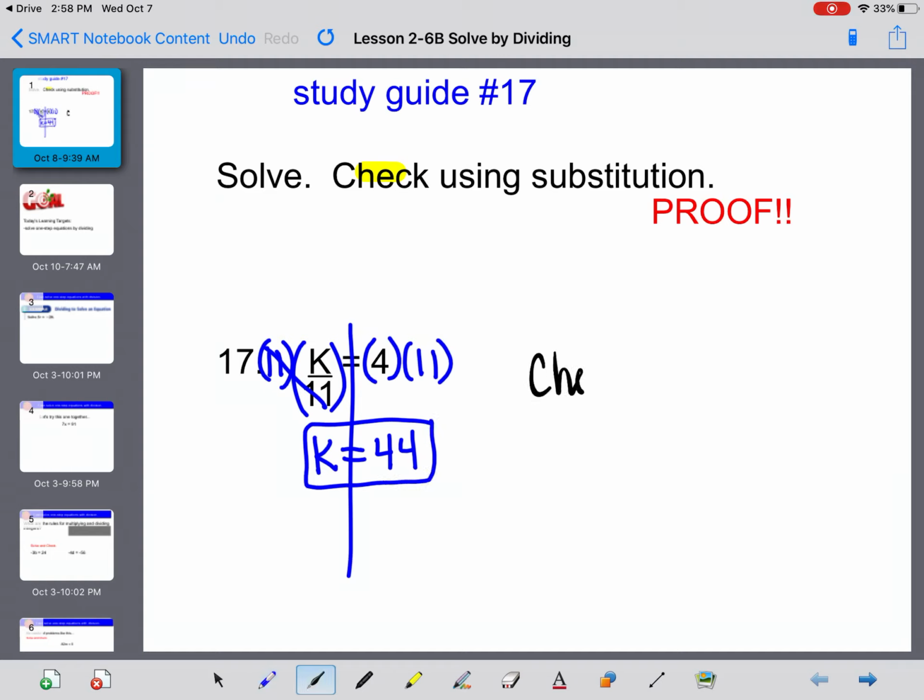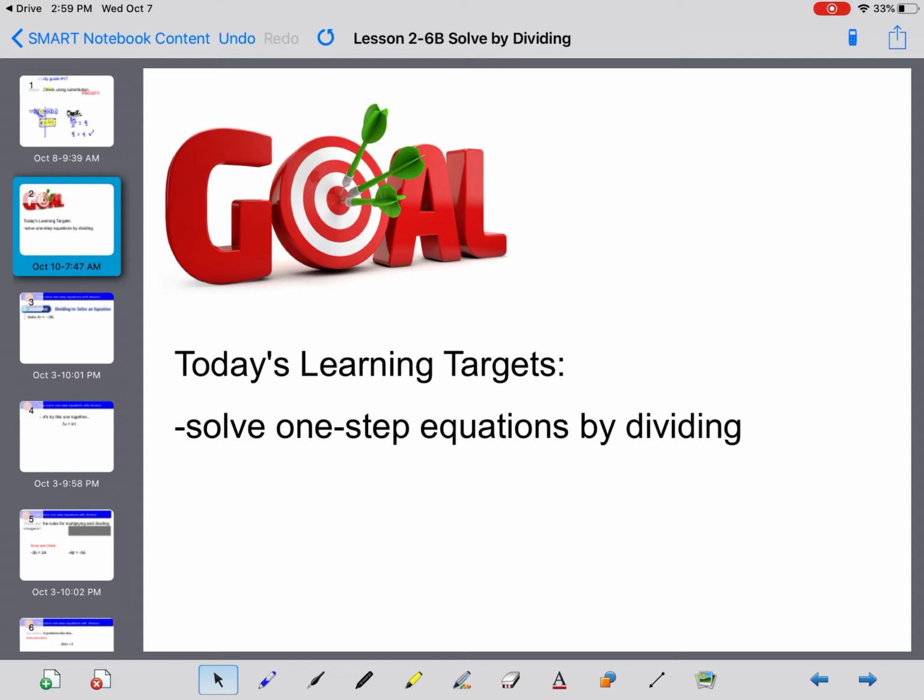Before I'm ready to declare 44 my official answer, I check my work by substituting 44 back into the original equation for the variable. So I write 44 divided by 11, does that equal 4? Then I solve it. 4 equals 4, and it turns out that that is a true statement. 44 makes the equation true. So that is the solution.